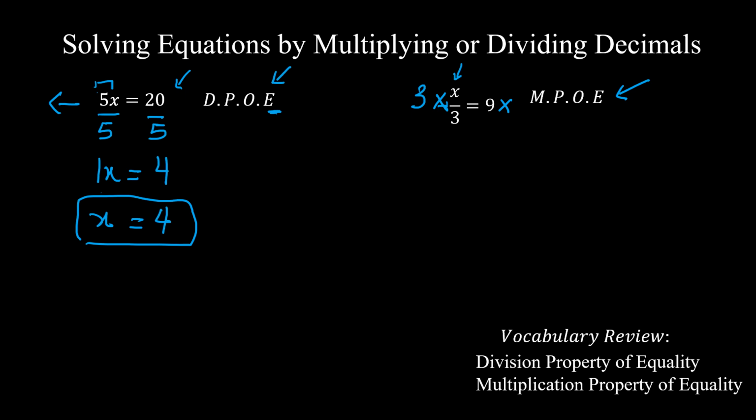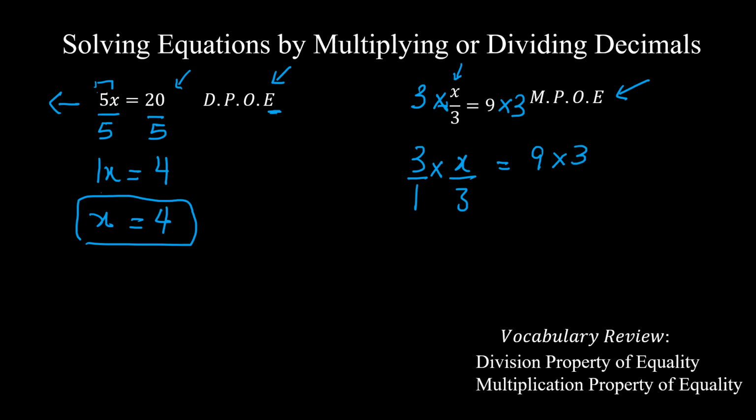Now this is using the multiplication property of equality, which tells us that I can multiply the same number on both sides of an equation without changing the equation. My equation is still the same. Okay, so here we have our multiplying. Remember, 3 is the same as 3 over 1. So 3 over 1 times x over 3 is equal to 9 times 3.